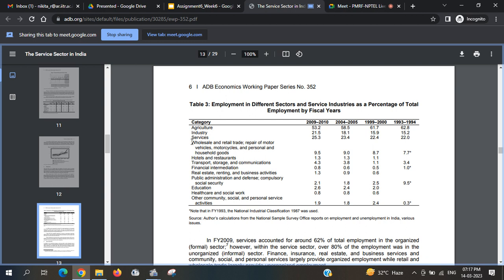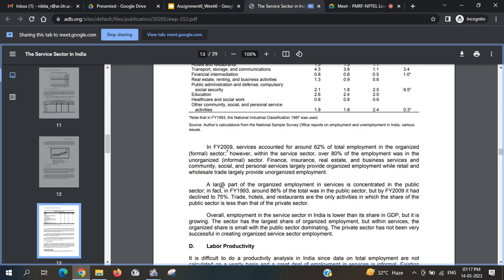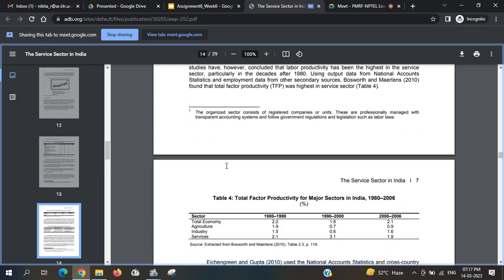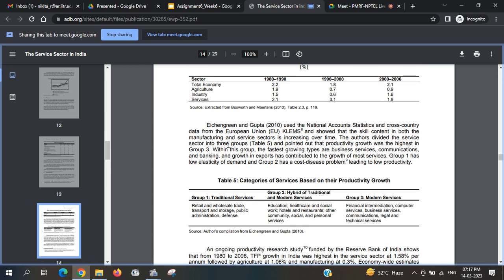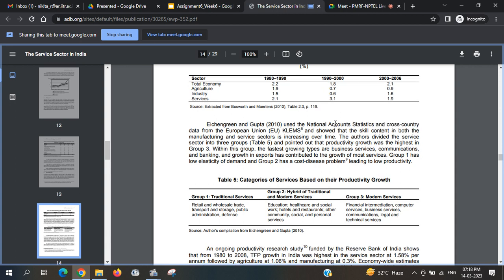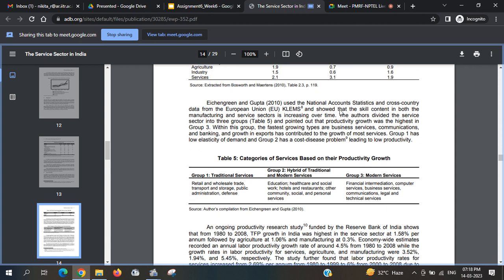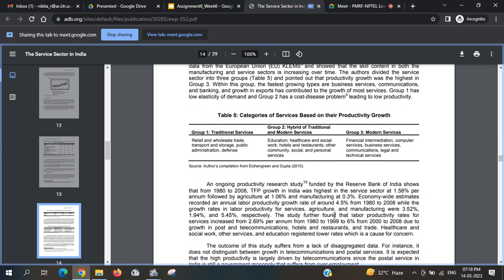So the contribution of different areas of service sector has also been given in detail in this. Then you can even see labor productivity for different sectors. As I said, in the case of agriculture, the labor productivity has decreased over time as the number of people employed in the sectors increase over time. However, the contribution of the sector to the GDP decreases over time.